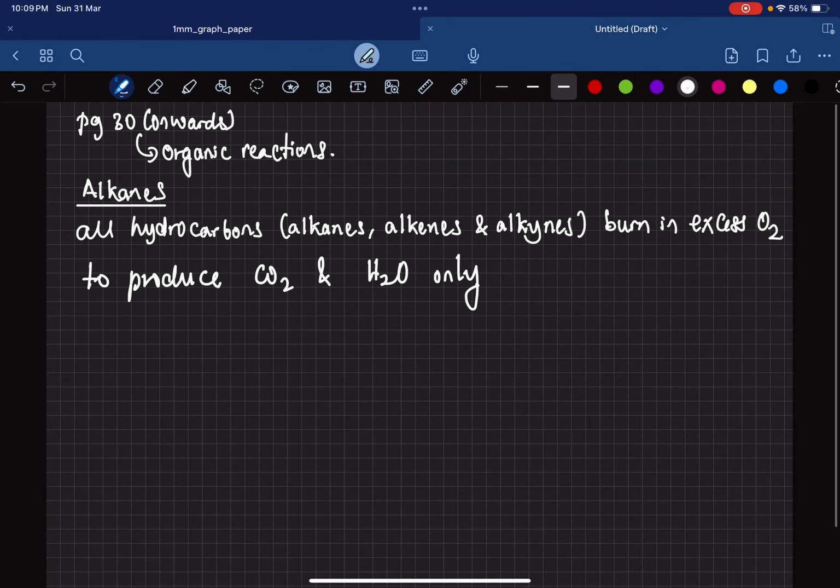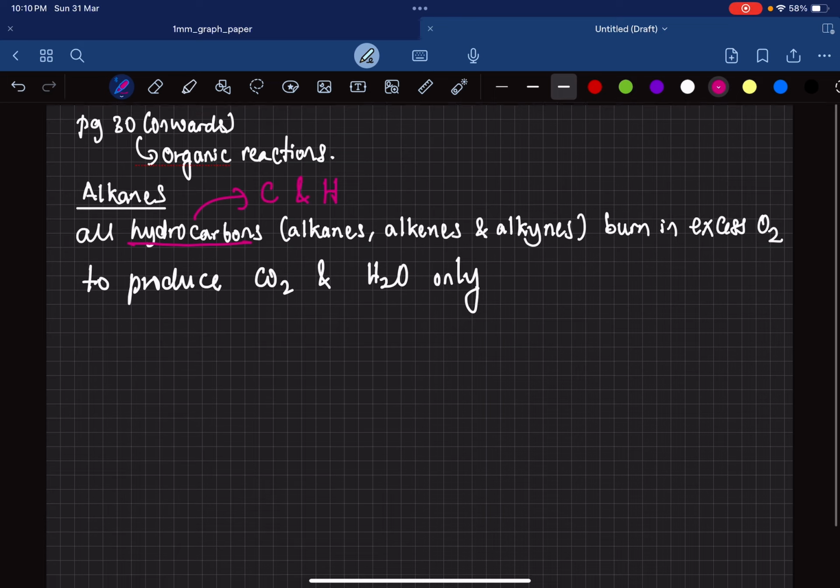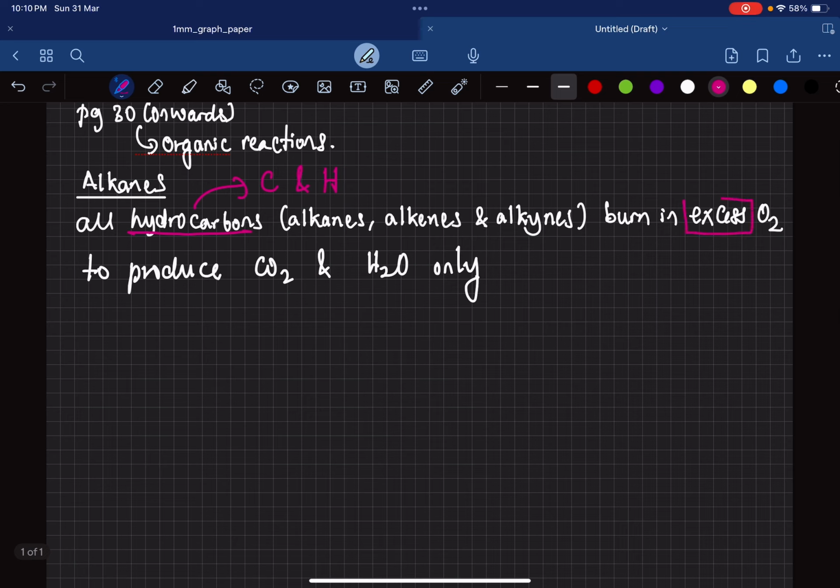Okay, folks, so here we are on page 30 onwards, organic reactions. It starts off with alkanes, right? The first thing I want to tell you is all hydrocarbons, alkanes, alkenes, alkynes, okay? Hydrocarbons, if you remember, are those things that only contain carbon and hydrogen, all right? So alkanes, alkynes, and alkenes burn in excess oxygen. The key word here is excess oxygen to produce carbon dioxide and water only.